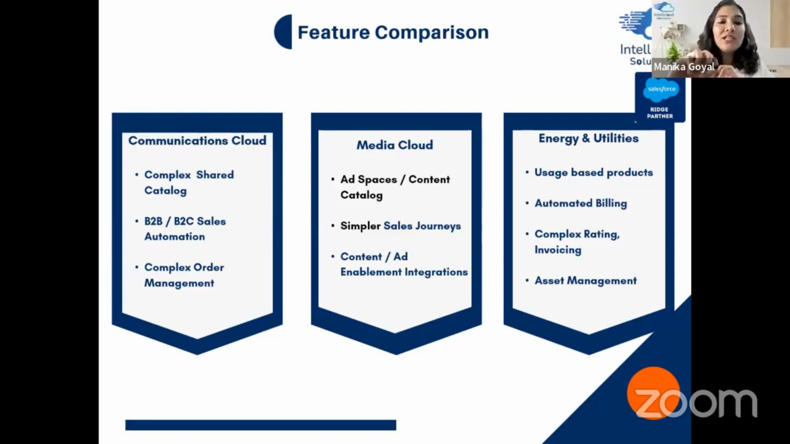In media cloud, these are simpler as compared to the communications cloud, because here the content type is very different. All you need to do is enable it on those digital or print platforms. So there is a possibility of either having an offline order, or a digital integration with, say, an ad server platform, for example, a Google ad server platform. Media Cloud also comes with that integration aspect already, right?